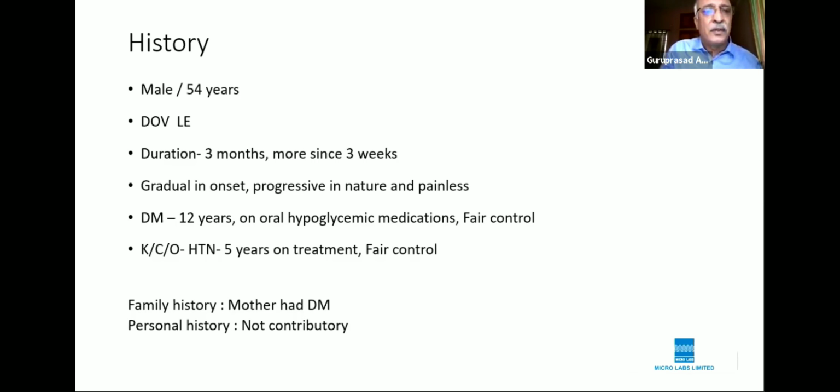So this is a patient which I'm going to present, male, 54 years, loss of vision in the left eye of 3 months duration, more since 3 weeks. That means initially it was insidious and it has become a little rapid in the last 3 weeks. And then he's diabetic since 12 years on oral hypoglycemic medications with a fair control, not very good control. He's also a known case of hypertension for the last 5 years on treatment with, again, a fair control. Family history, mother had diabetes mellitus, and personal history is not so contributory to the case in question.